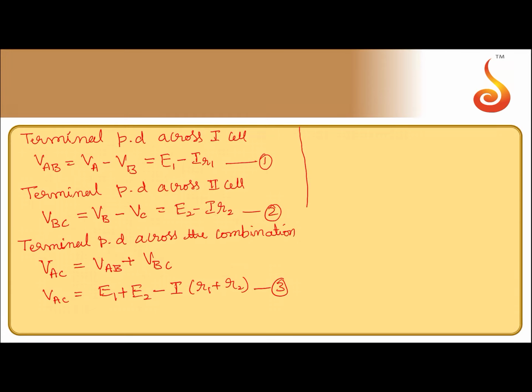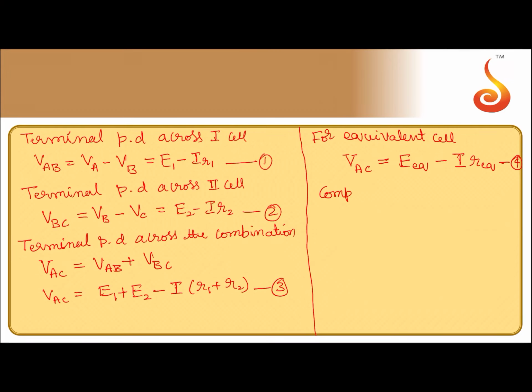Now for the equivalent cell, it is also connected between A and C only. VAC should be equal to E equivalent minus I into R equivalent, call it as equation 4.